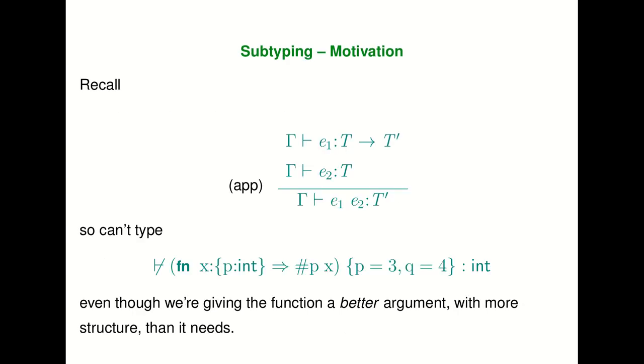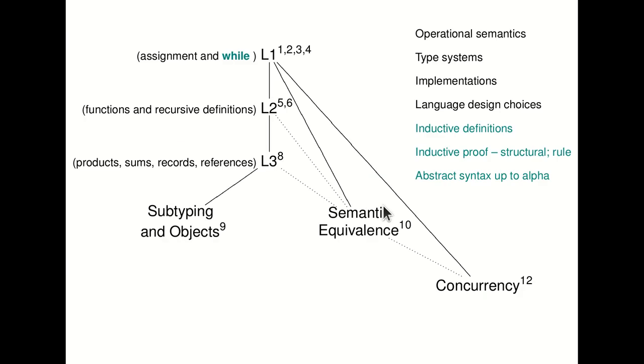Okay. So you might ask, lots of languages have subtyping, but why do they have it at all? To understand this, it's worth looking at the function application rule. The application rule said, if you have a function E1 of type T to T prime and an argument which matches the argument type T of the function, then the result will be of type T prime. That's fine, but if you think back to the records that we saw in the last lecture.